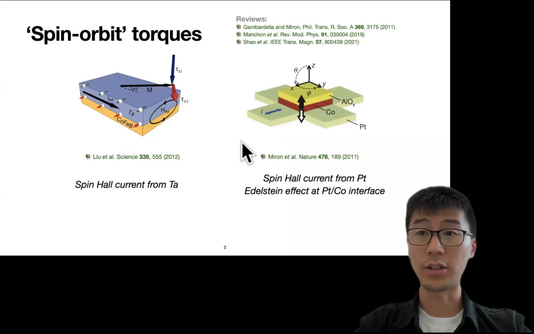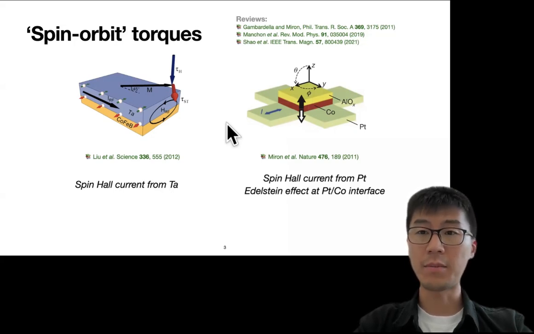Similarly, by using both the spin Hall and also the Edelstein effect at the platinum-cobalt interface, the perpendicularly polarized magnetized system can also be switched. And in the past decades, there were really a lot of debates on the microscopic origins of the torques. In my opinion, that is still going on.